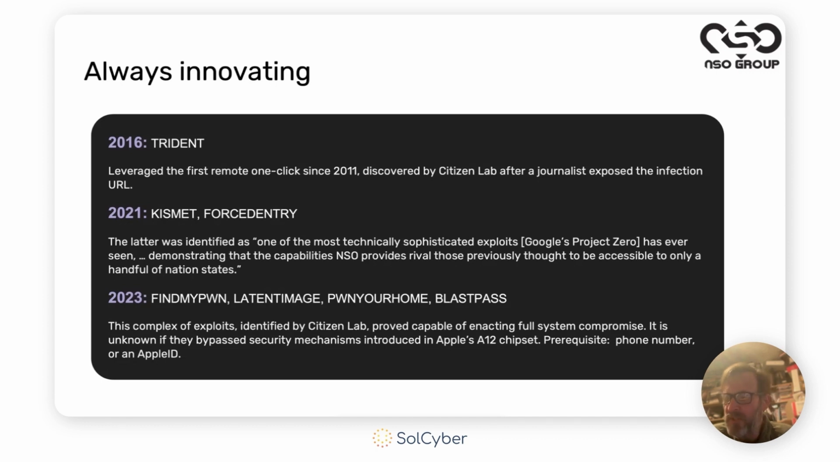This was now at the level that was previously only thought that a few nation states may possess. But it didn't stop there. Apple themselves re-architected iOS to try and deal with this problem, and created BlastDoor, which was supposed to stop this type of behavior. And in 2023, there were 4 more images here, including a complete BlastDoor bypass called BlastPass that enabled and proved capable of enacting a full system compromise with zero click.